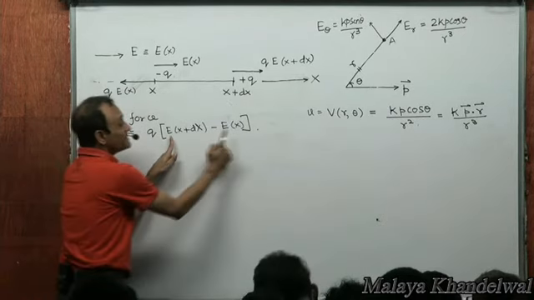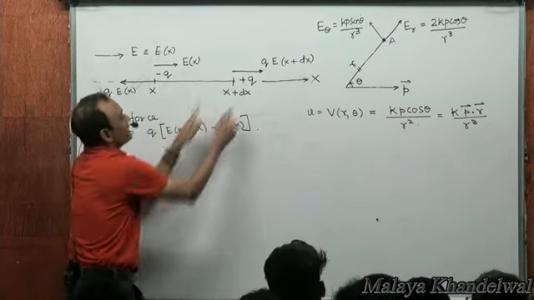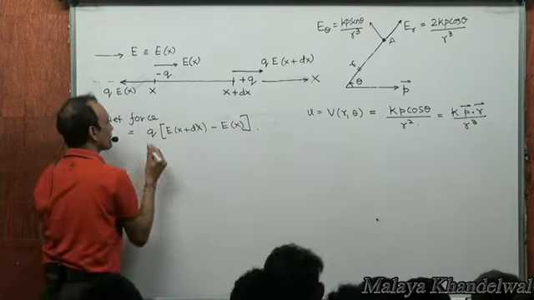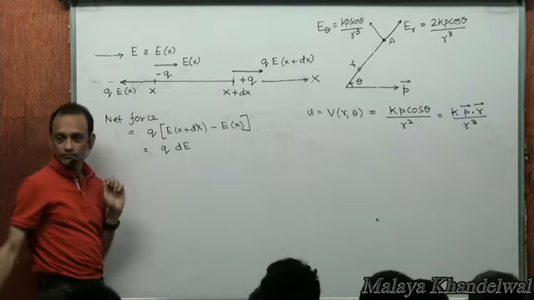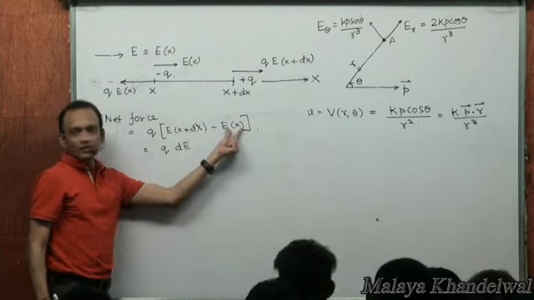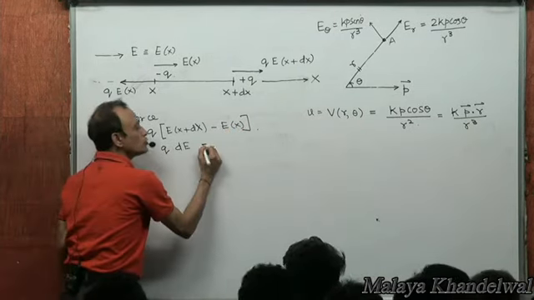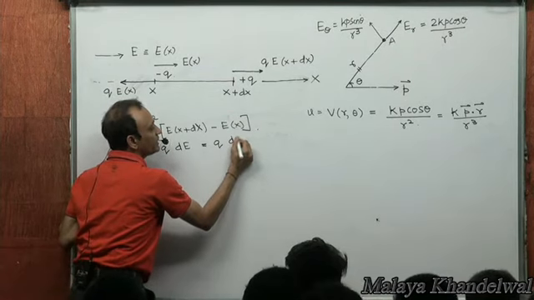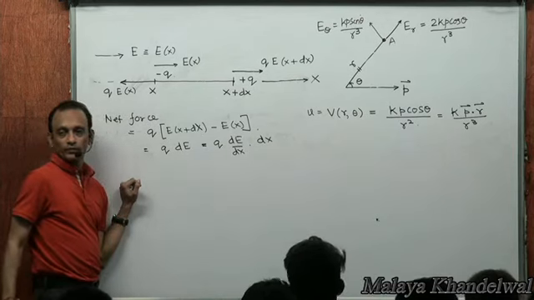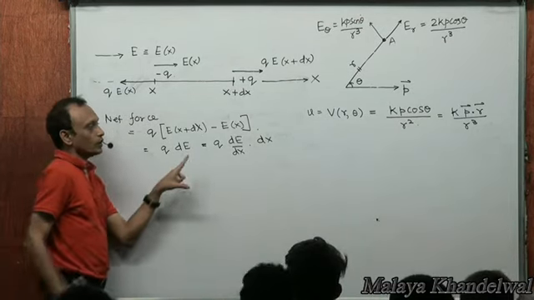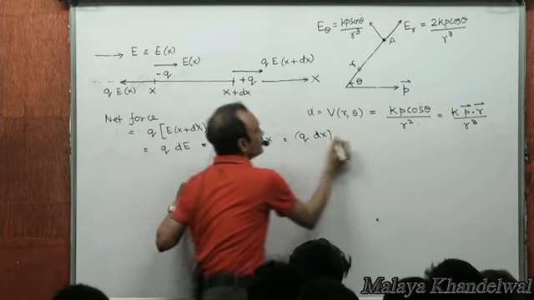Now, this is like change in E over dx. So this is like Q into change in E, the final value of E minus the initial value of E. Yes or no? This could also be written as Q into dE/dx into dx. Now, this is like Q into dx into dE/dx.